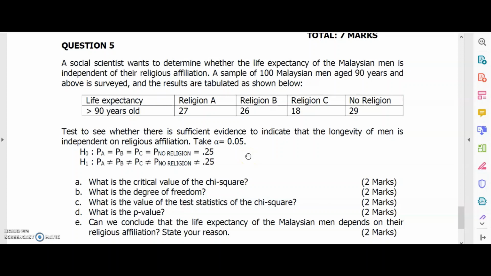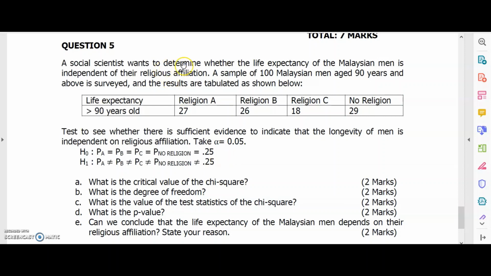Assalamualaikum and salam sejahtera. In this session, I'm going to show you how to answer question 5 for individual assignment 2, BT 10403, Statistics for Business and Economics. Question number 5 is related to chapter 11, the chi-square and non-parametric test.